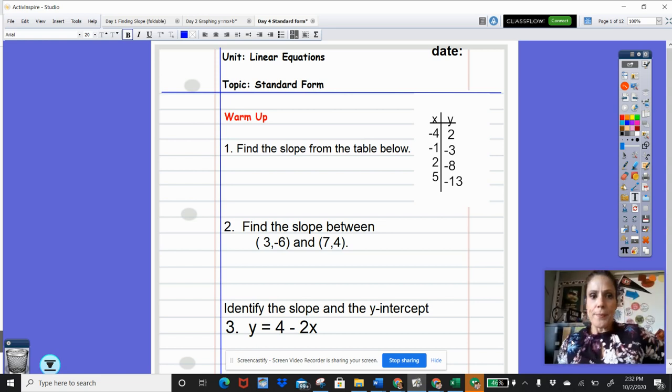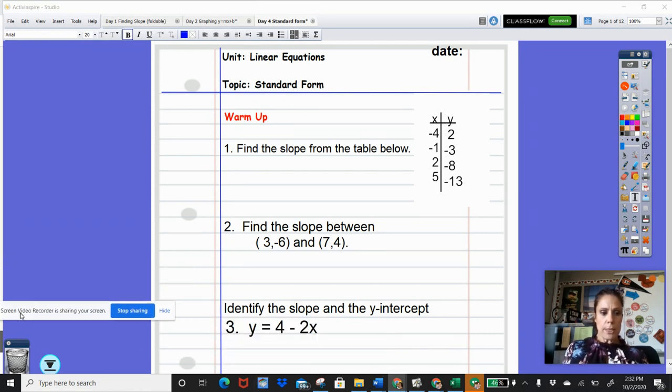Hi, today we are learning about standard form. So we're working still with linear equations, and what I have for you right here is a warm-up. What I want you to do is copy these down, find the answers, pause it, and then when you come back, I'll have the answers.